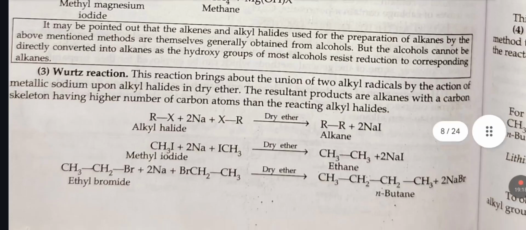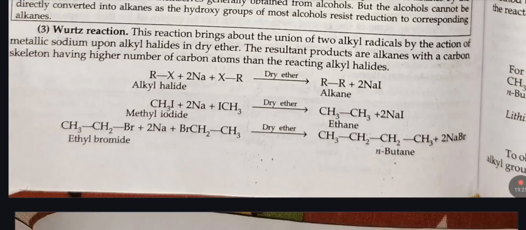Wurtz reaction. The reaction brings about the union of two alkyl radicals by the action of metallic sodium upon alkyl halide in dry ether. The resulting products are alkanes with a carbon skeleton having a higher number of carbon atoms than the reacting alkyl halide. Alkyl halide plus 2Na plus RX in the presence of dry ether will give alkane and 2NaX.